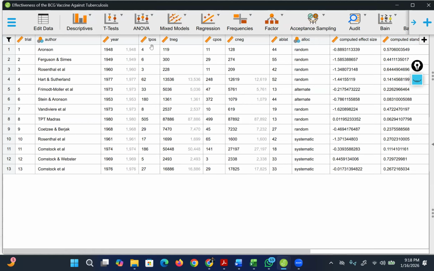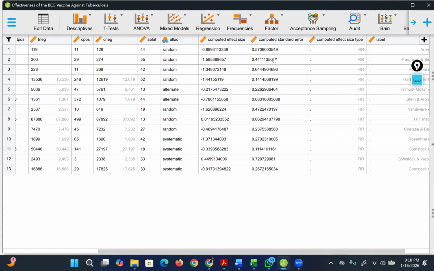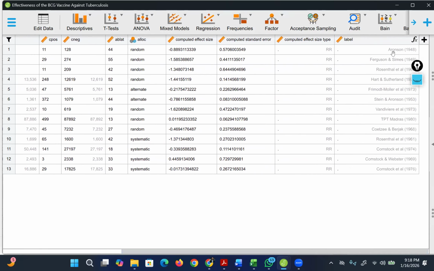Now, we have the treatment group column and control group column, and you see the computed effect size for all the values, and also computed standard error for all the values, like the one that we just calculated. And at the study level, in this case we don't say depression or blood pressure, because we are talking about one single study, the effectiveness of the BCG vaccine against tuberculosis. So one single concept, but from different studies, Arneson, Ferguson, and their names are there.